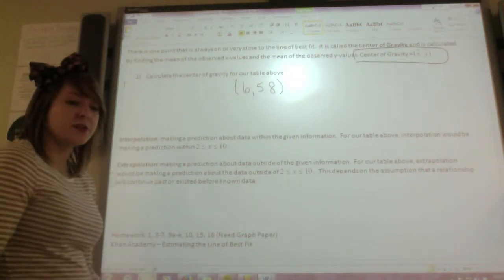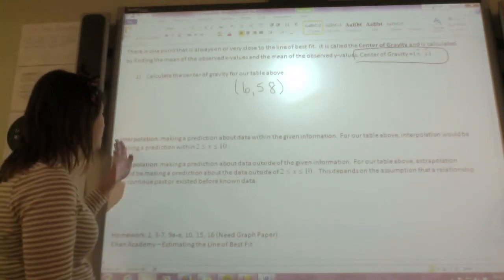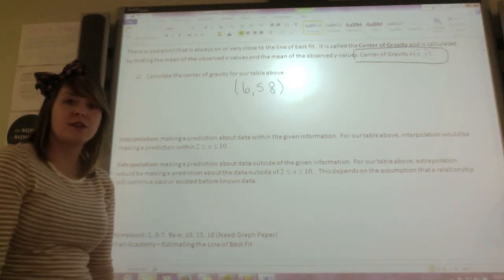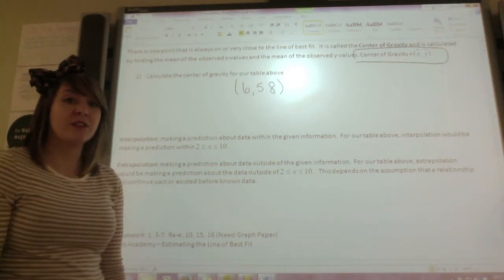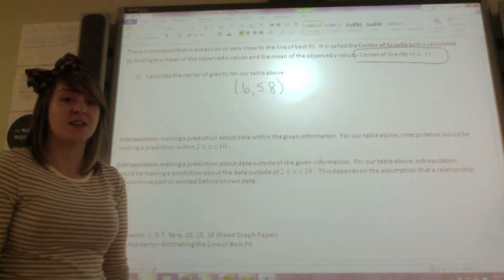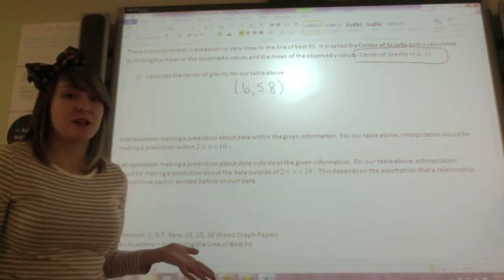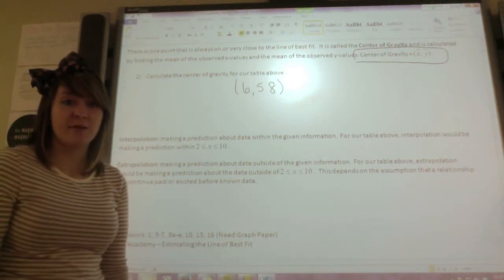There's one more thing we need to talk about, and that's these vocab words, interpolation and extrapolation. These are going to be really important later on. I'm definitely going to ask you to do stuff like this on the test. I'll say, hey, extrapolate some data values, and you need to know what I'm talking about.